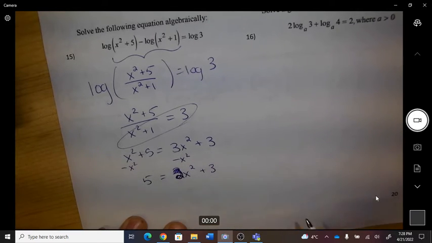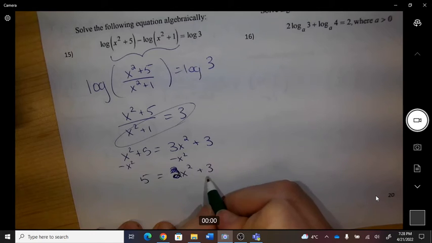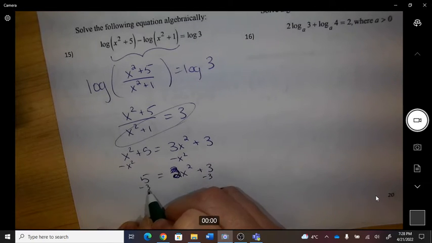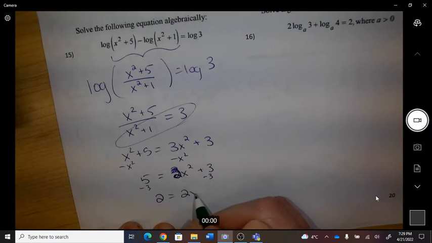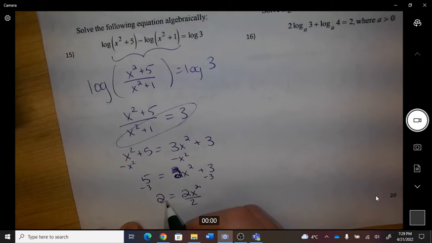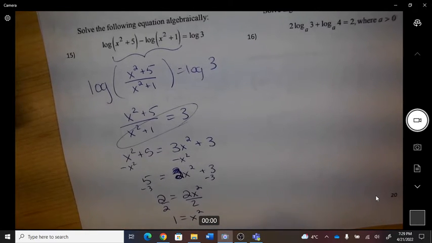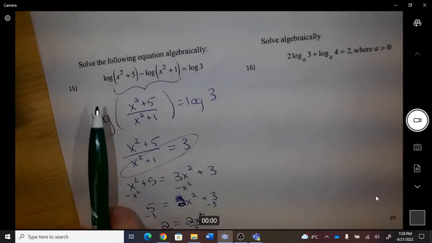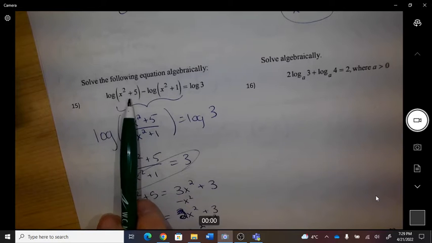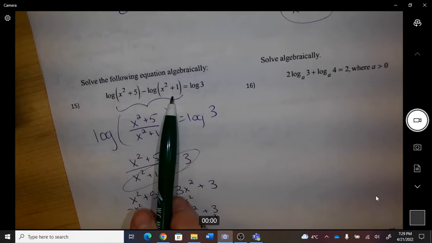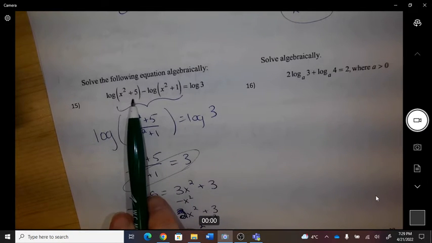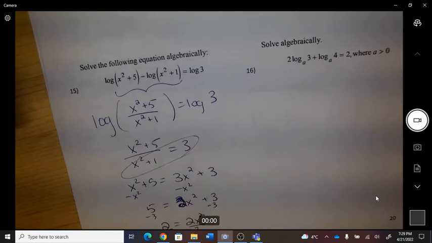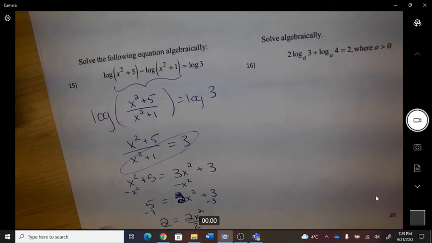2x squared plus 3. Okay, so now I'm going to minus 3. And divide by 2, 1 equals x squared, so x equals 1, x equals negative 1. And let's check: 1 squared plus 5, that stays positive. And if you square the negative 1, it also will work. So they both will work.